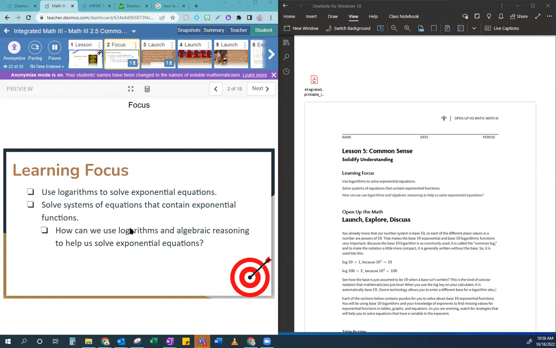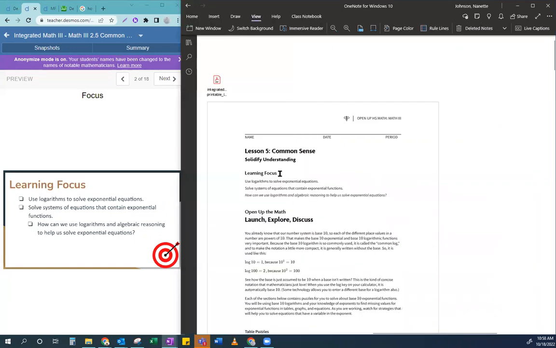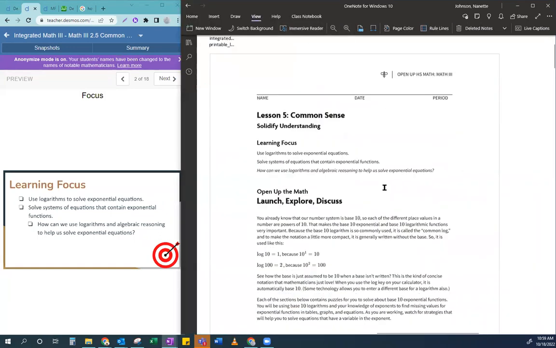So this is our goal: solving equations, solving systems, and solving equations. If you don't understand logs, do you see how today is going to be a really difficult day for you? Okay, so just keep that in mind. Be patient with yourself as you learn this stuff, because it is a little bit on the confusing side.